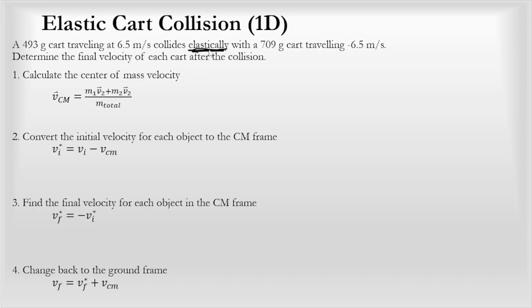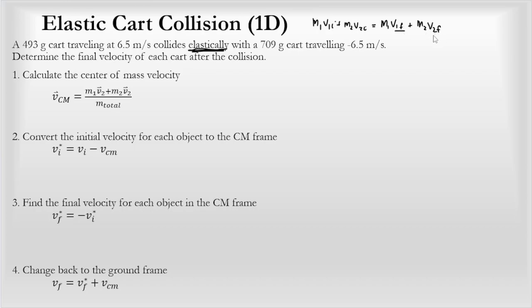Notice that we do not have enough information to do this in the lab frame. Or I guess we could, if we wanted to set it up: you'd have M1 V1 initial plus M2 V2 initial equals M1 V1 final plus M2 V2 final.